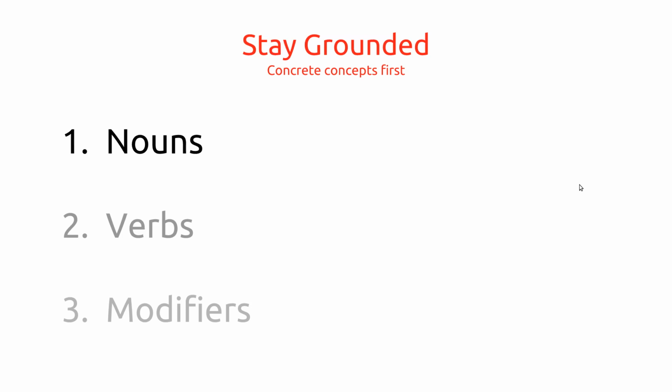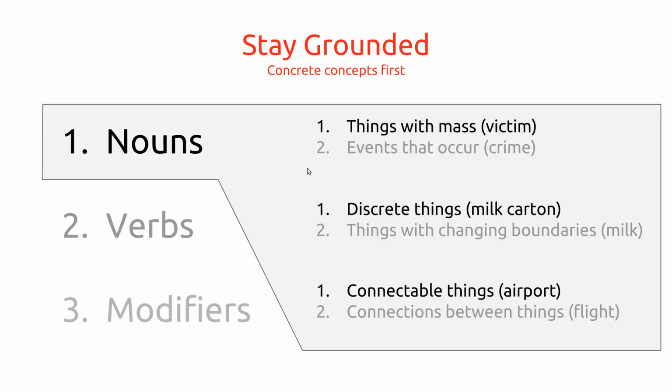We want to stay grounded. That means we discuss the most concrete concepts first. Nouns, like photo, are more concrete than verbs like edit, which are more grounded than modifiers like organized. Within nouns, we can prioritize further. Words that describe physical things with mass, like victim, are more grounded than words for events that occur, like crime. Discrete things like milk carton are more grounded than things with changing boundaries, like milk. Connectable things like airport are more grounded than the connections between those things, like flight.